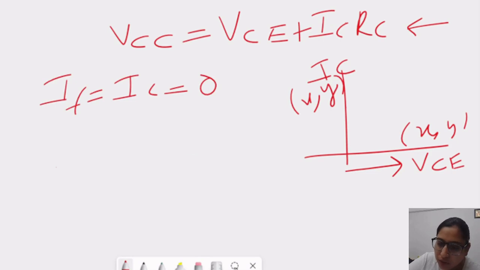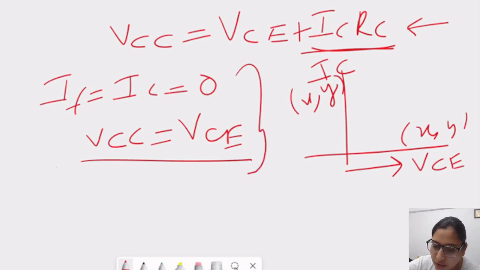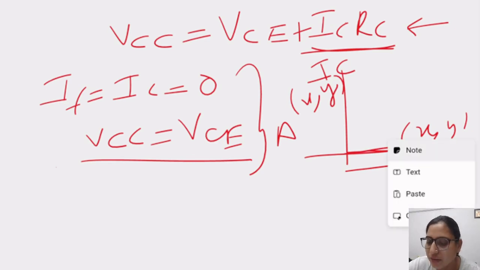So if IC equal to 0 in this equation, what will happen? VCC is nothing but VCE, because this term ICRC will become 0. So here, this is our first point, which is nothing but A. When IC equal to 0, in this line we find a value which is VCE equal to VCC. Okay, so this is our point A somewhere here.